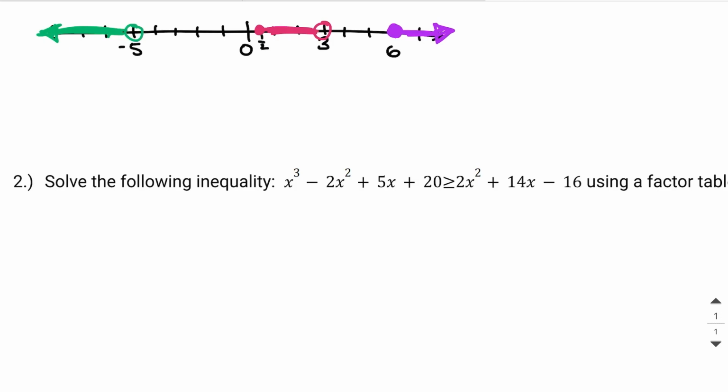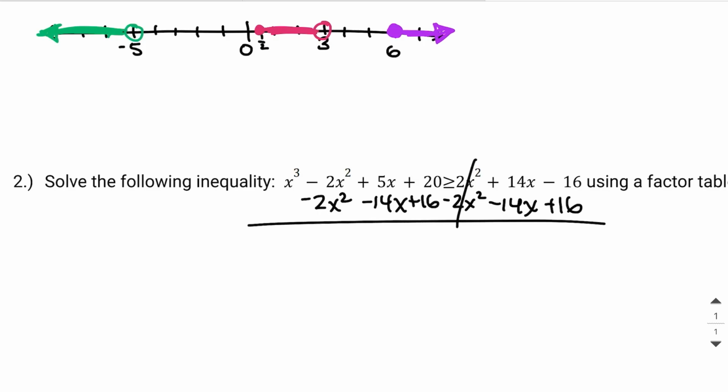We'll talk about what a factor table is shortly. But in order to solve anything that is a polynomial, we need to get everything together on one side. So the first thing I'm going to do is get everything together so that my leading coefficient is positive. Because x to the power of 3 is the highest exponent, I'm going to move everything over to the left side. So I'm going to subtract 2x squared. I'm going to subtract 14x, excuse me, and I'm going to add 16.